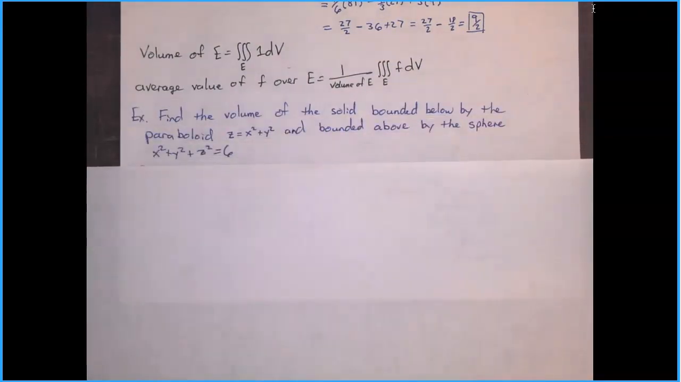Find the volume of the solid bounded below by the paraboloid z equals x squared plus y squared, and bounded above by the sphere x squared plus y squared plus z squared equals 6.